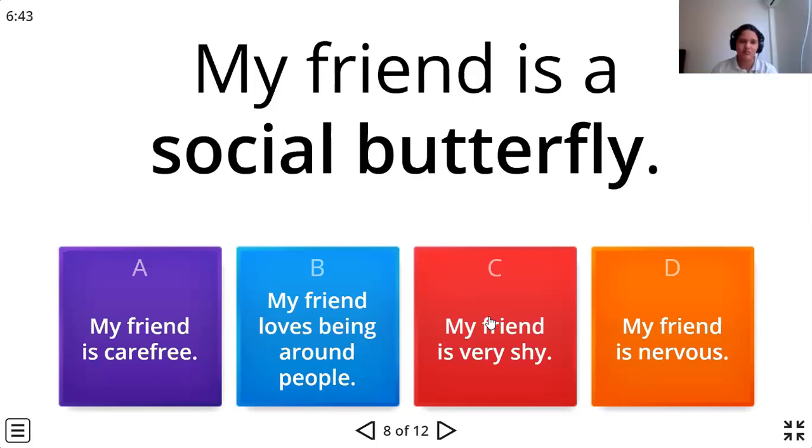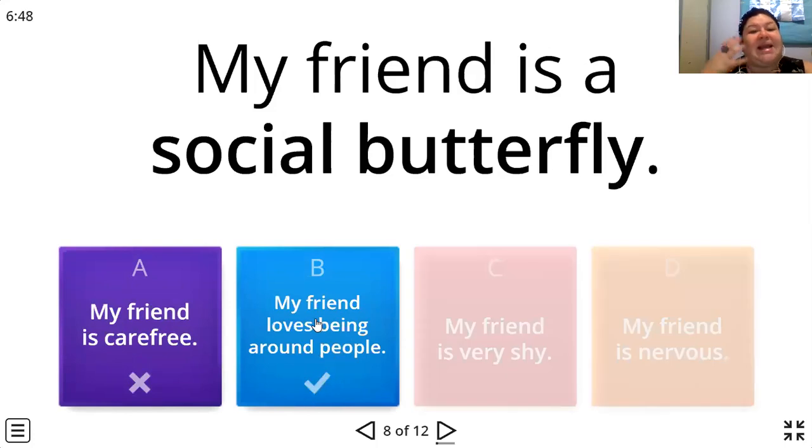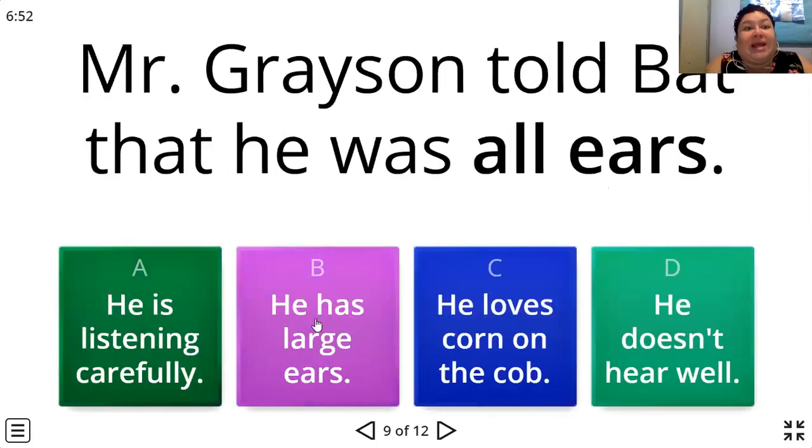A. Let's see. No. Being a social butterfly, it's like when someone is really outgoing and you like to be everywhere with everyone. That's a social butterfly. It's like flying around everyone and being around a lot of people. That's a social butterfly, okay?